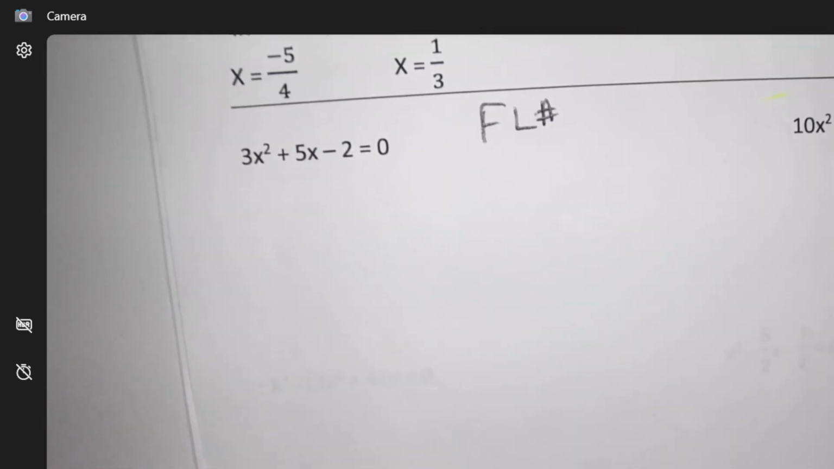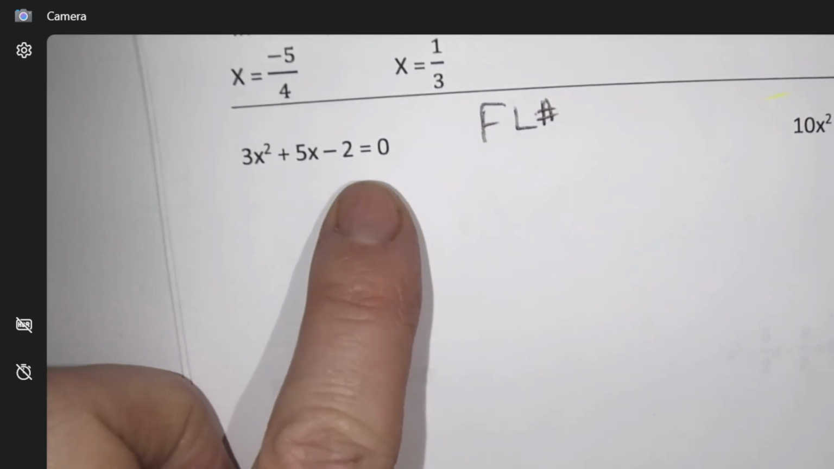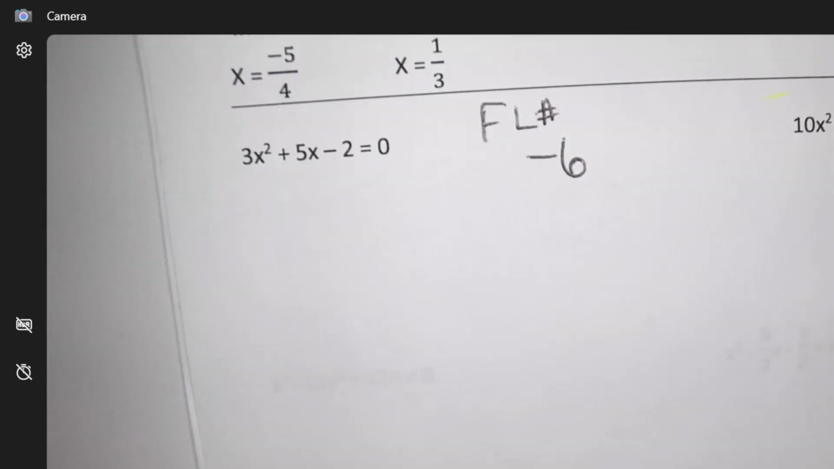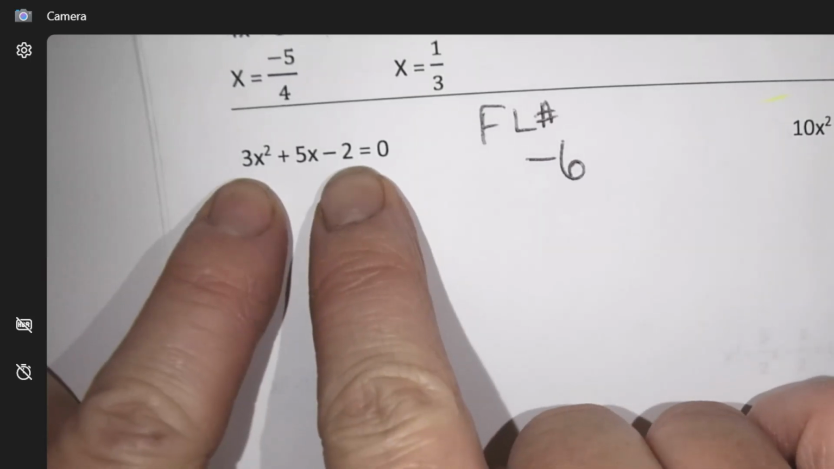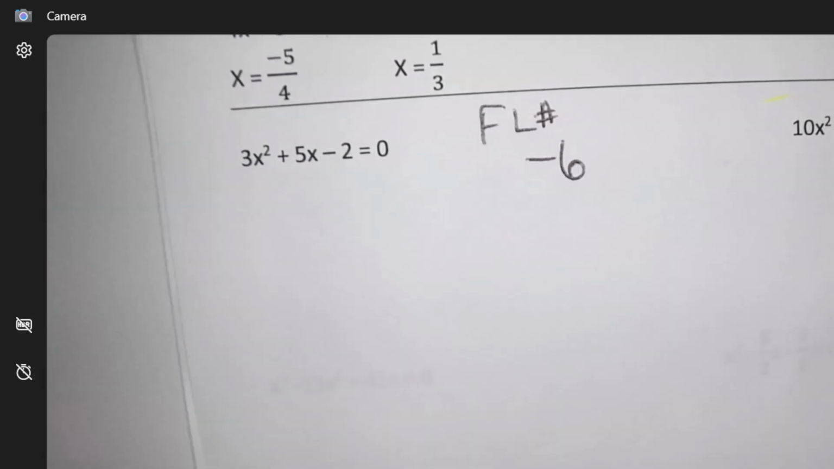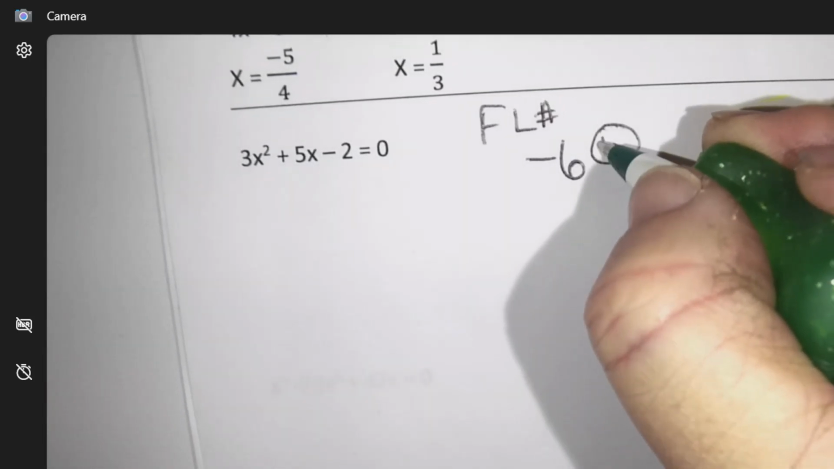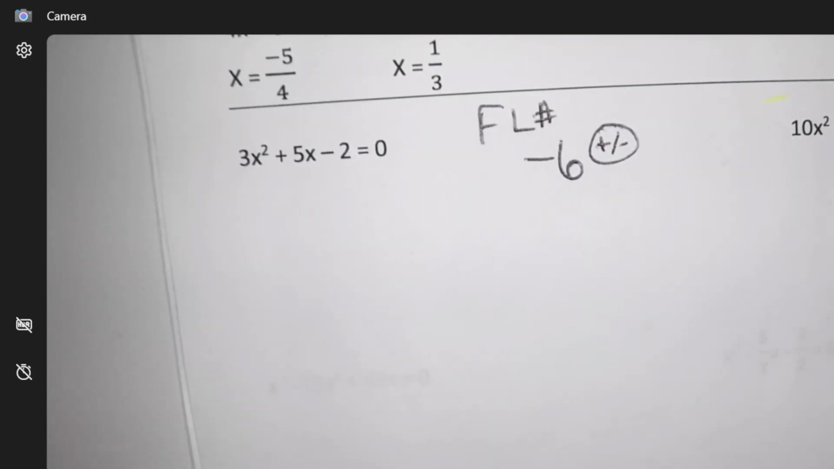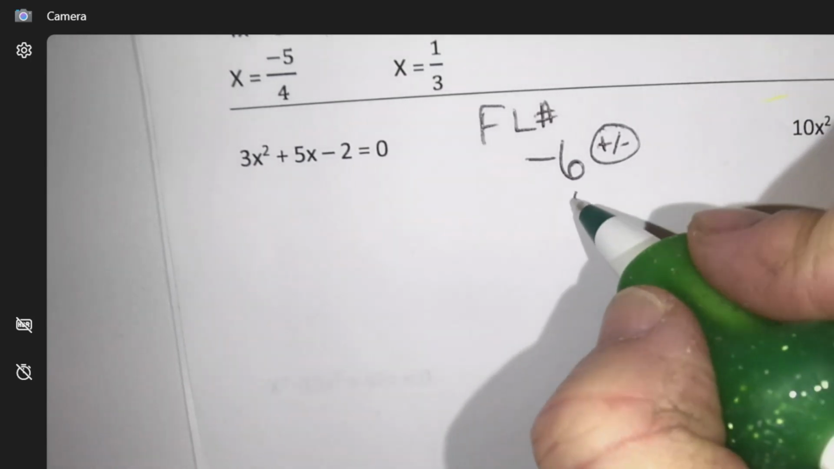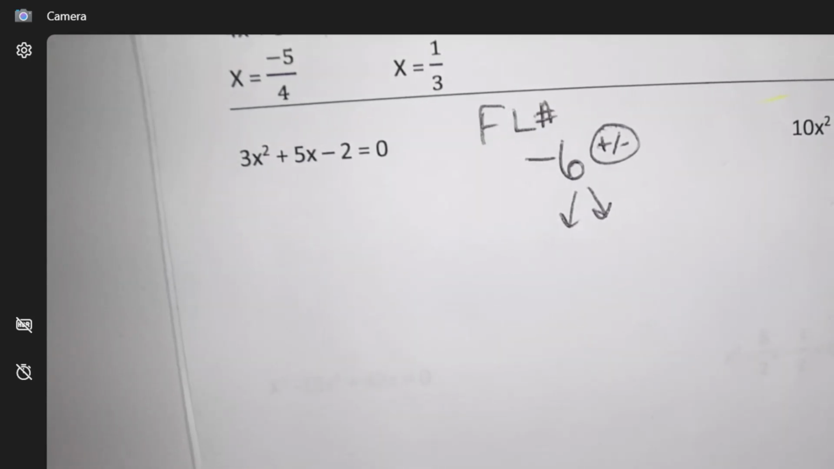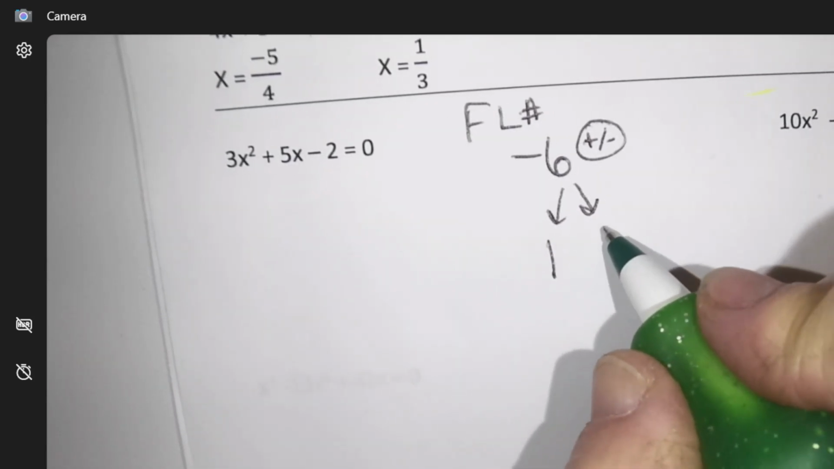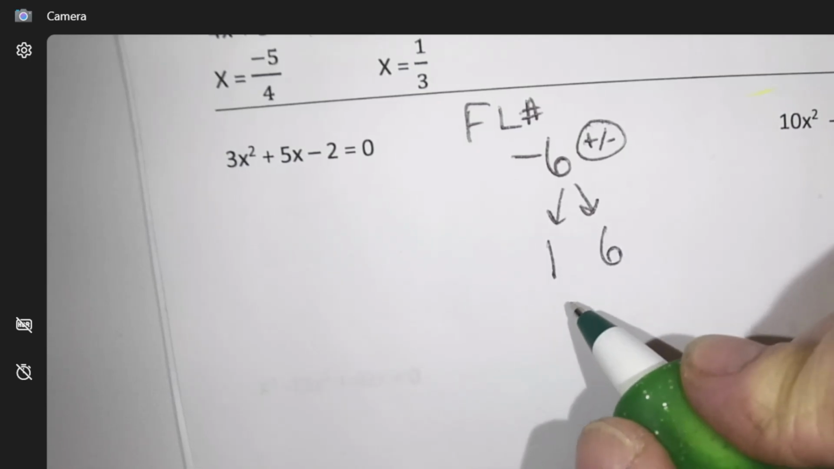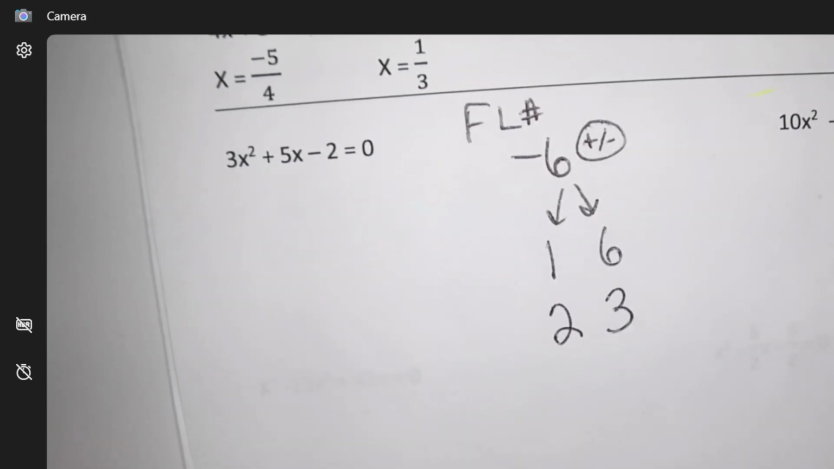Step 1. What is your FL number? So if you were to have the first number and the last number multiplying to -6, right? Okay, what do you already know about the signs involved? There's one plus and there's going to be one minus sign. How could we multiply to 6? We could be doing a 1 times a 6 or 2 times 3.